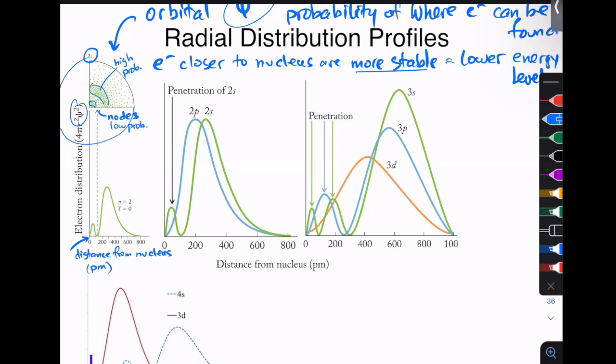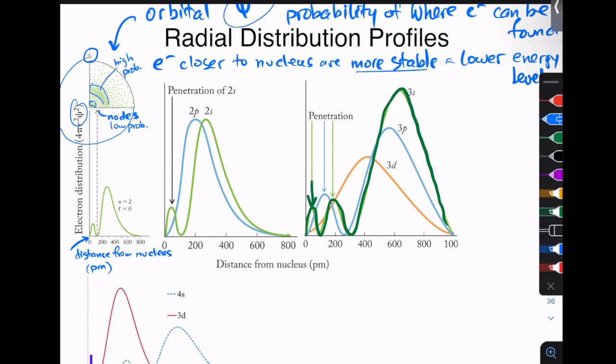Now, the closer the electron can get to the nucleus, the more stable it will be. So even though in this distribution, let's look at the 3s here. This 3s distribution, you've got a little bit that's really, really close to the nucleus, even though most of the time it's found farther away from the nucleus. But there's some probability that that electron at the 3s sublevel can get closer to the nucleus than the 3p or the 3d.